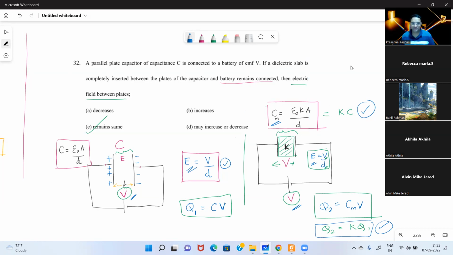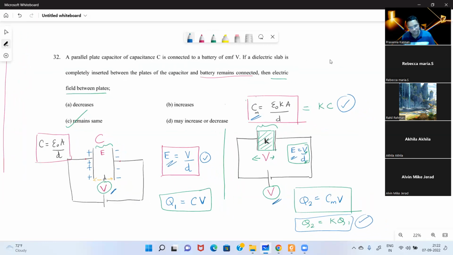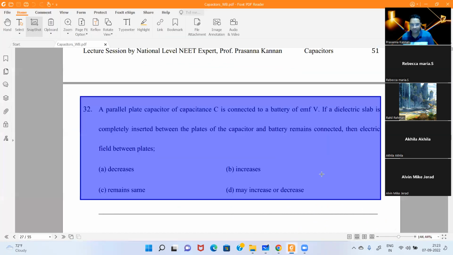So they may give you a question: when the battery is connected, which of the quantities remain the same, which quantities change, correct? So you must be in a position to answer them correctly. Whenever the battery is connected, intact, and at that time you are inserting the dielectric, obviously capacitance will increase K times, charge will increase K times, but potential difference remains the same. Are you clear? Yes, sir. Excellent. Let's move on to the next question.